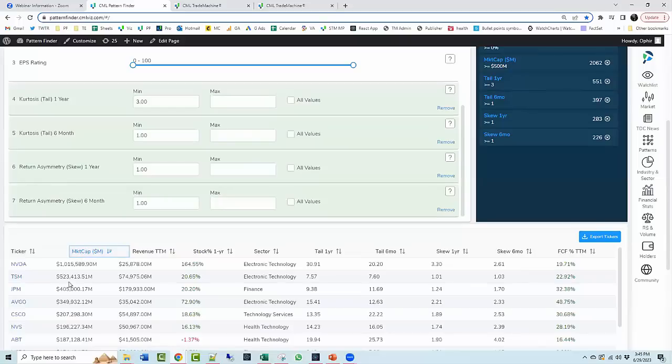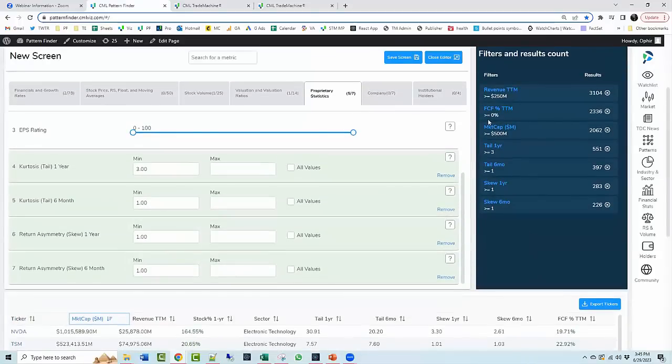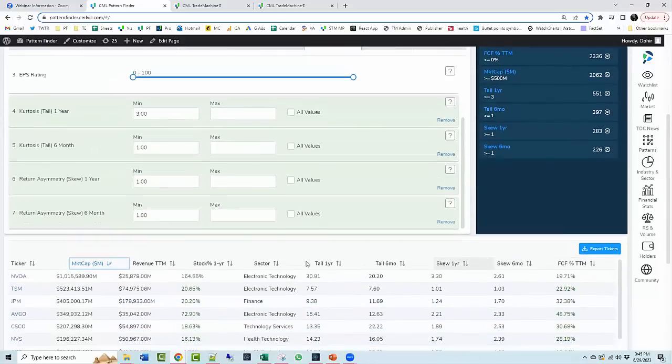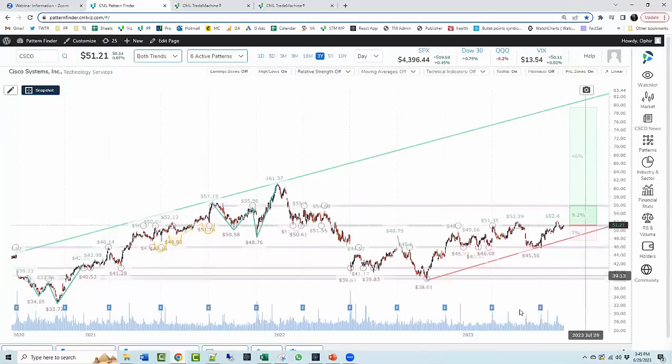Sort by market cap. Let's take a look at, I don't know, Cisco. These are companies which have a certain amount of revenue, they have positive free cash flow, they're not micro caps, and they have all of the tail dynamic, return distribution dynamics that we've talked about. So I'll just choose Cisco, for example, click on it. I'll just close this for a second. And here we go again.